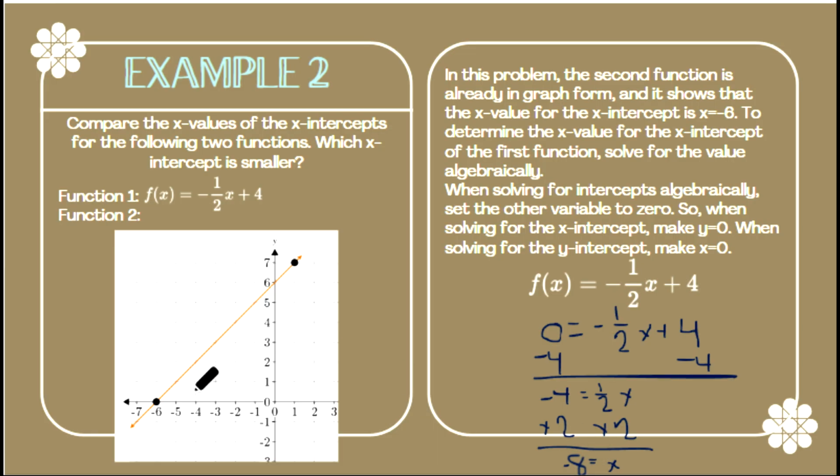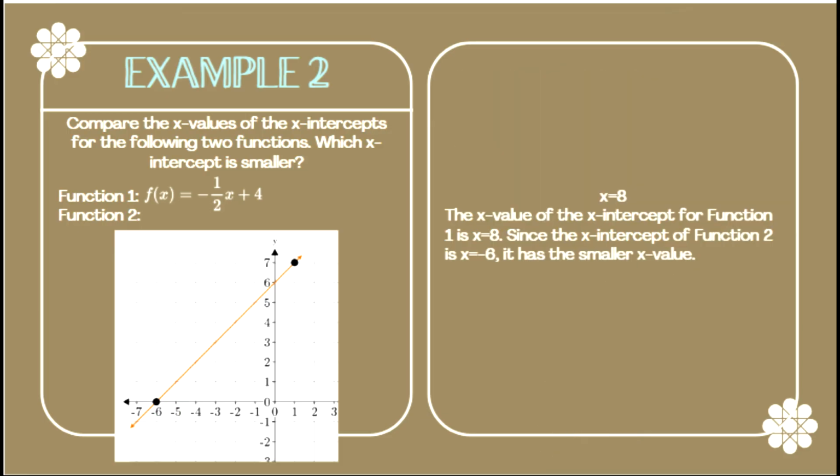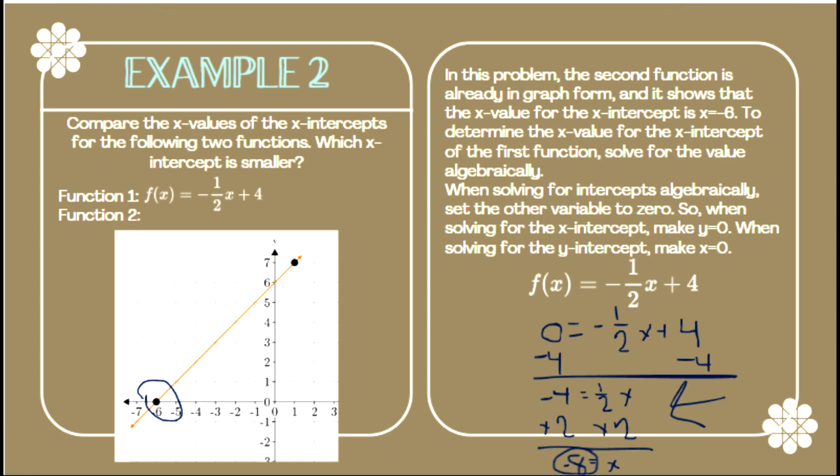So that means this one has an x-intercept of -6, and this one has an x-intercept of -8. So which one is smaller? The formula one is going to be the smaller one. The x value of the x-intercept for function number 1 is -8. Since the x-intercept of function 2 is -6, it has a smaller value. Oh, they're saying it's +8. How did I do that?